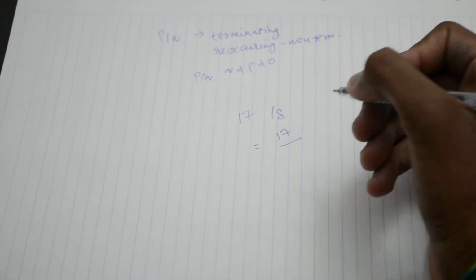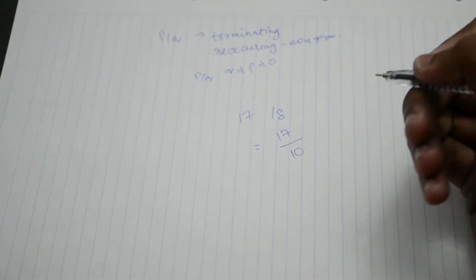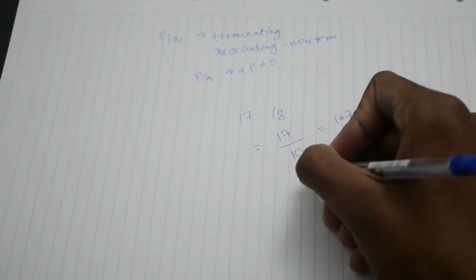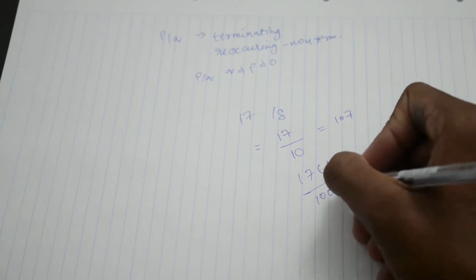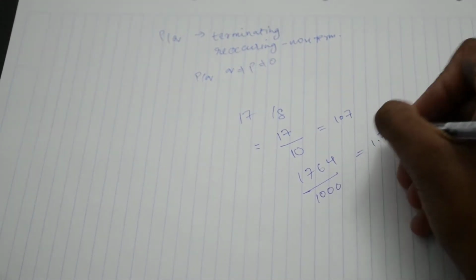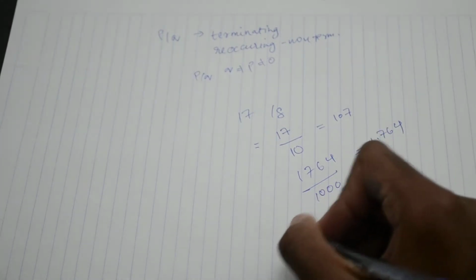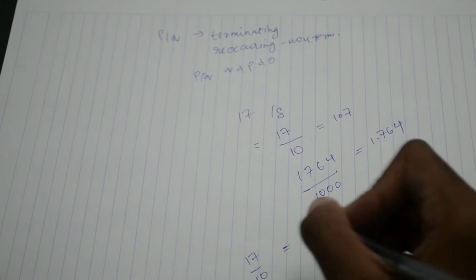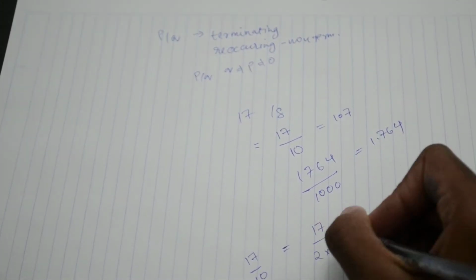For a number to be terminating, we can take the example of 17 by 10. 17 by 10 is nothing but 1.7. 1764 by 1000 is also equal to 1.764. How do we know this? If you observe properly, there's a pattern. If we take the case of 17 by 10, we observe that it's nothing but 17 by 2 into 5.